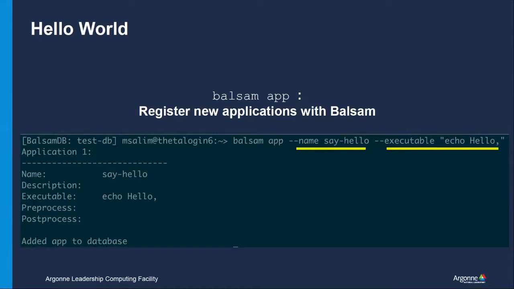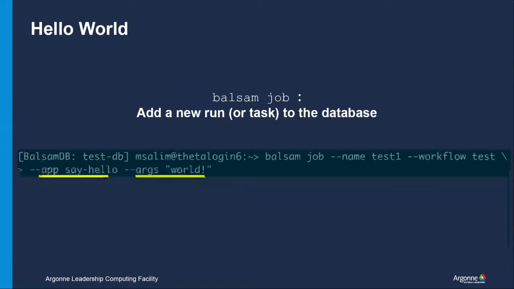So here's a really quick example of filling the database with a few jobs and watching them run from the command line. We use this Balsam app command to register new applications. So in this case, we're just using the shell built-in echo and assigning this name to it.